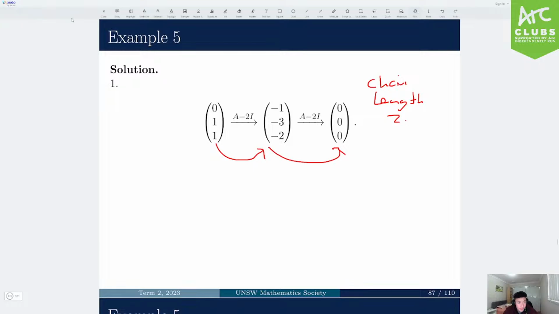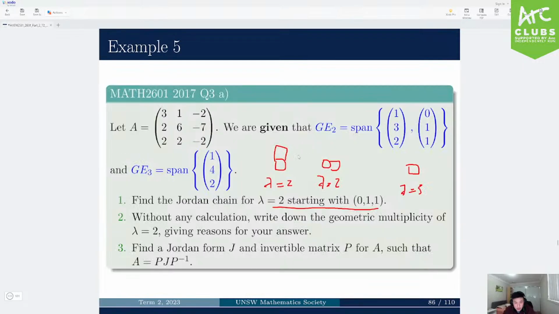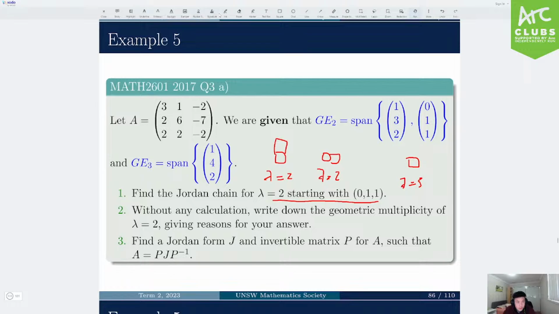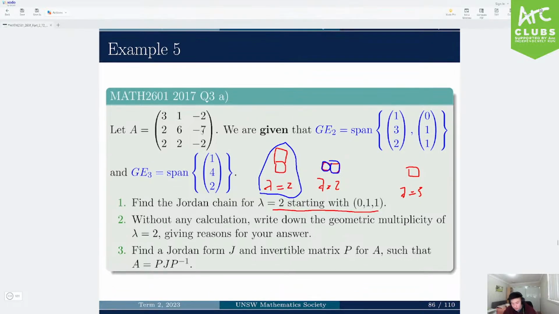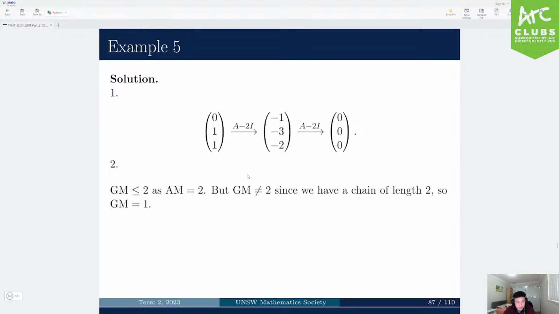That's going to tell us that the only possible case is this first case here where we have this vertical block, because this is the only case where we have a chain of length 2. Notice that in the second case we have just single chains with chains of length 1. So that's going to tell us what the Jordan blocks are actually going to look like.